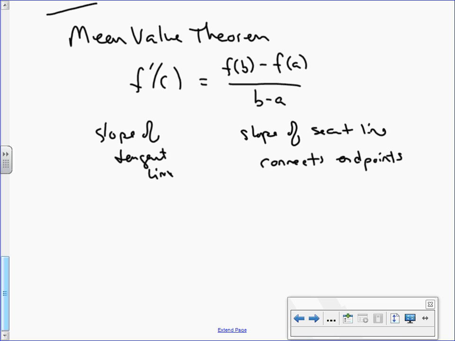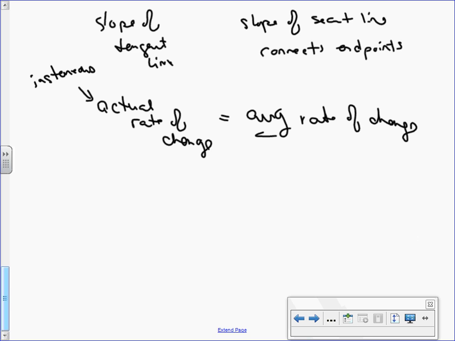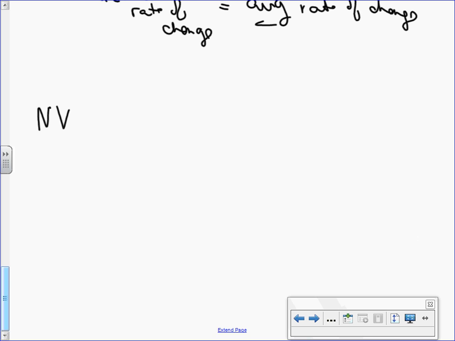In terms of application, this says the actual rate of change, or maybe a better word than actual would be instantaneous, how fast it is changing right now, is equal to the average rate of change. This is old. This is called the mean value theorem. There's a second mean value theorem. It's called the mean value theorem for integrals.